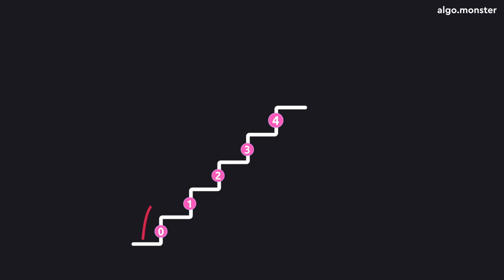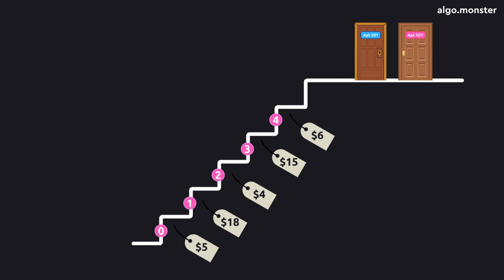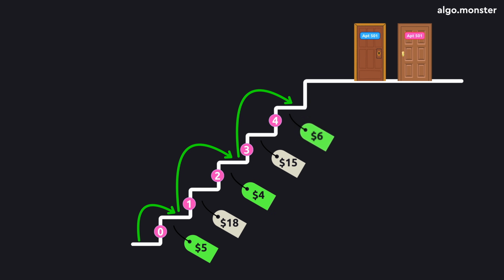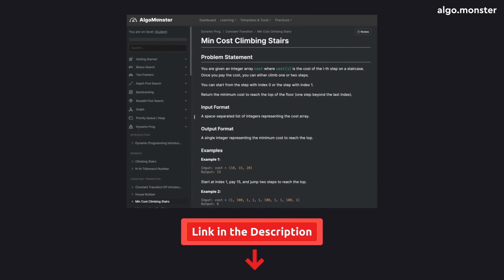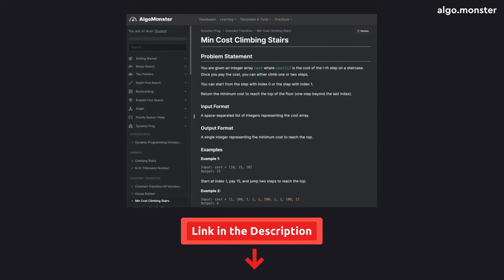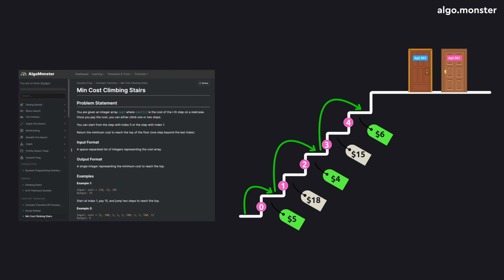Okay, so we figured out how many ways there are to climb to the nth step. But now let's change the problem slightly. What if every step costs money, and instead of just reaching the top, you want to do it for the minimum possible price? This leads us to a very popular problem called min-cost climbing stairs. And you'll see that it's solved in almost the same way as the problem we just looked at.